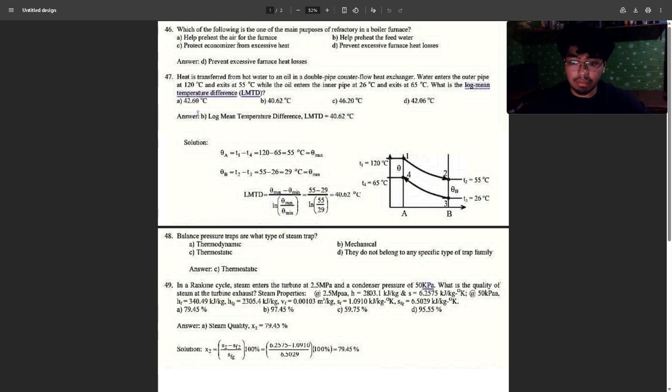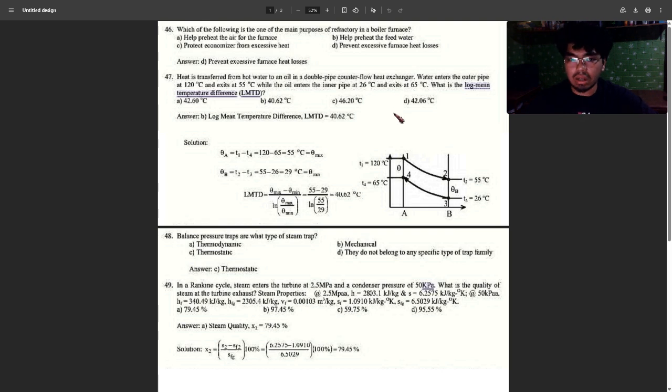So, ang given nga: A. 42.60 degrees, B. 40.62 degrees, C. 46.20, and letter D nga 42.06 degrees Celsius. So, for the solution, pangitaon sa atong given: hot water inlet, which is 120 degrees Celsius, and outlet na to 55 degrees Celsius. Atong inlet sa oil na 26 degrees, then outlet sa atong oil na 65 degrees Celsius.